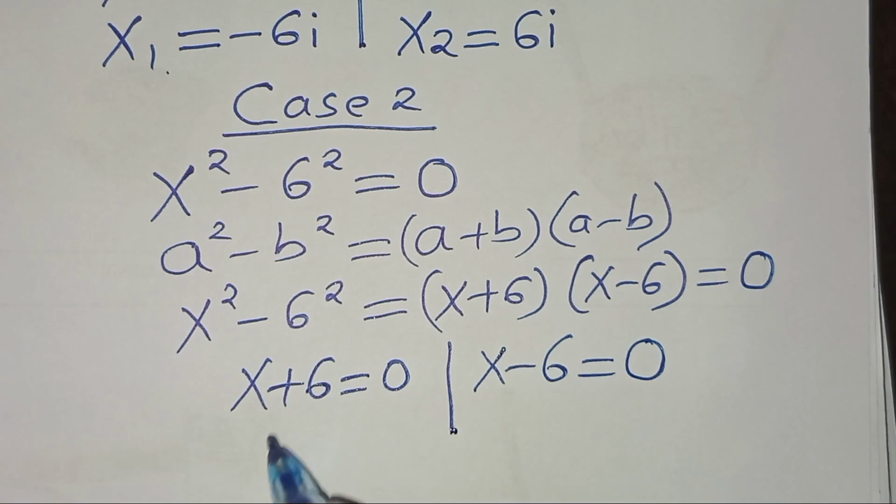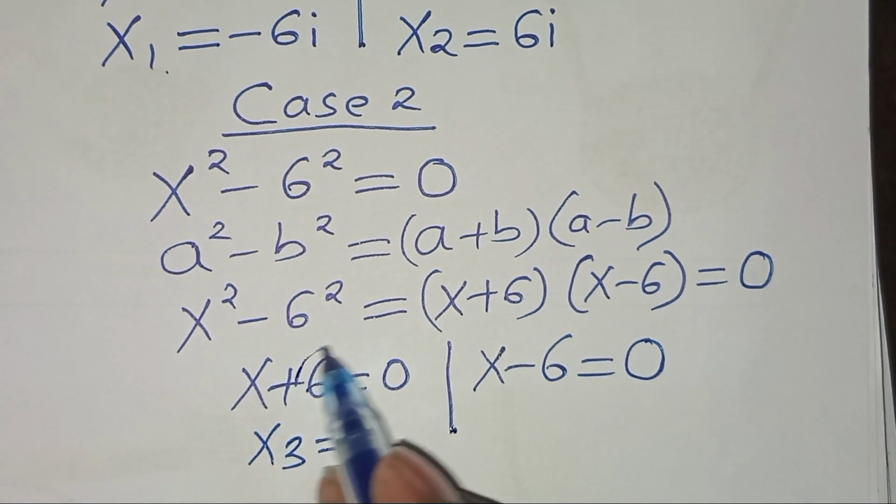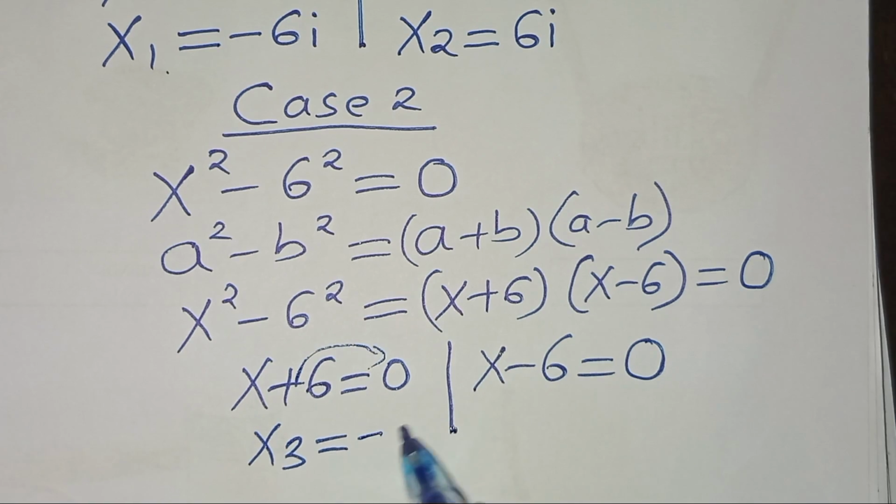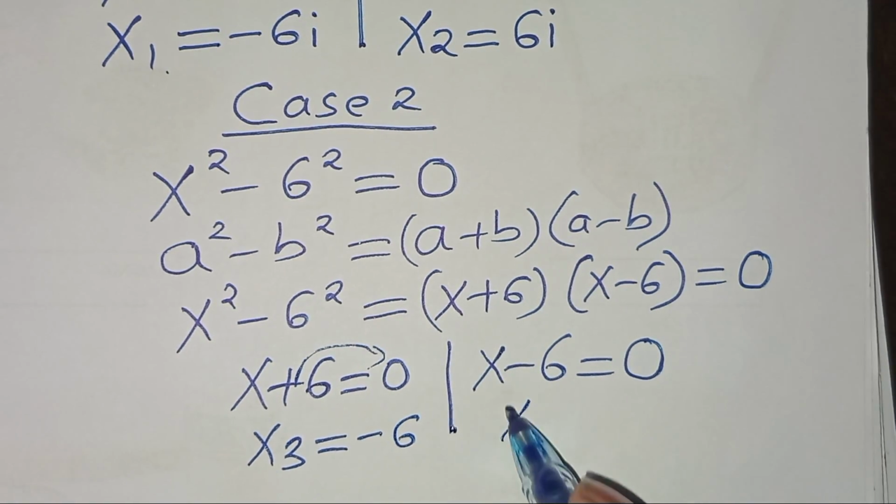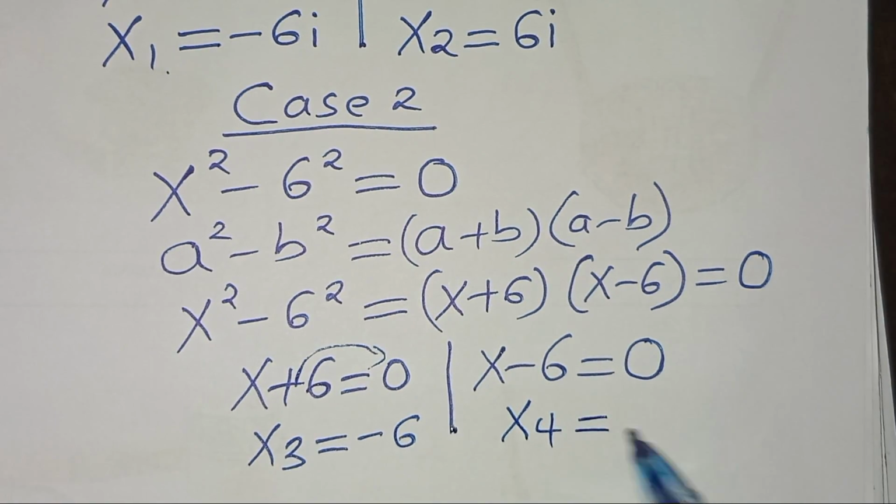So now, here we have that x3 is equal to +6. Take it to the right-hand side, this becomes −6. And here we'll have x4, which is equal to positive 6.